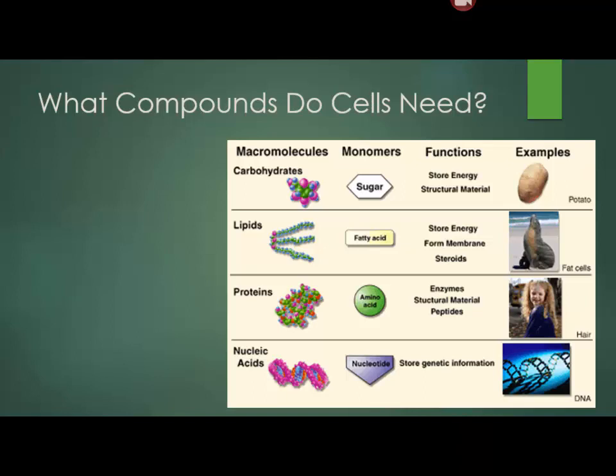So looking at this diagram here, we can see each of the macromolecules, the carbohydrates, lipids, proteins, and nucleic acids. The monomers are the single units that make them up. The functions are what they do in our body. And then we've got some examples of those things and where we may find carbohydrates, lipids, proteins, and nucleic acids.